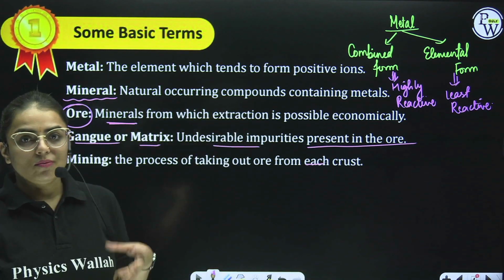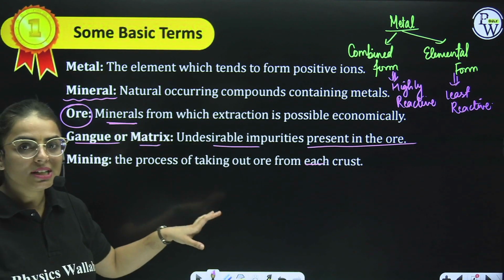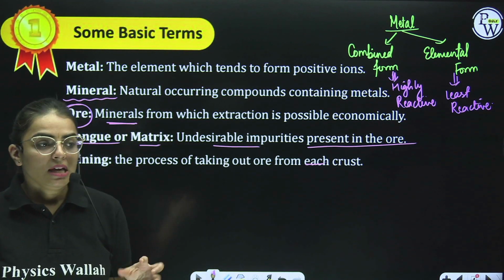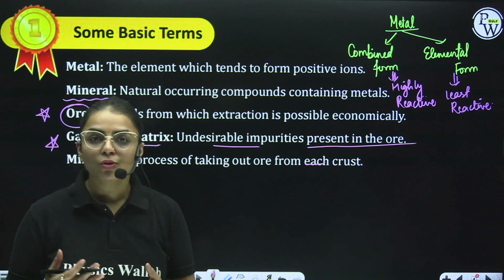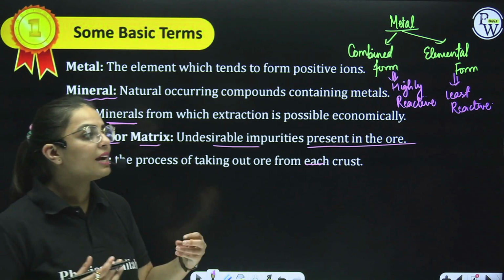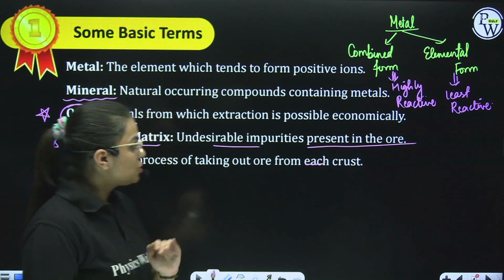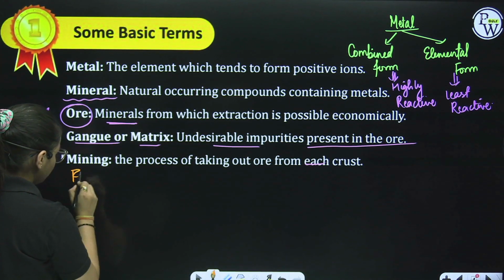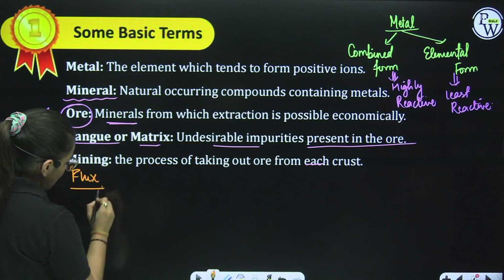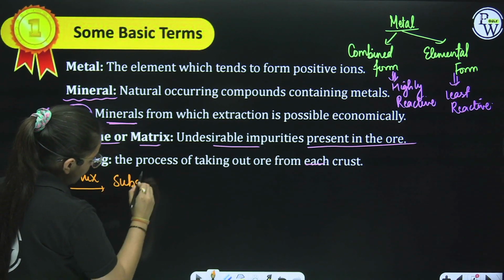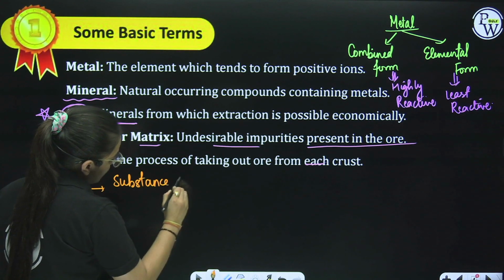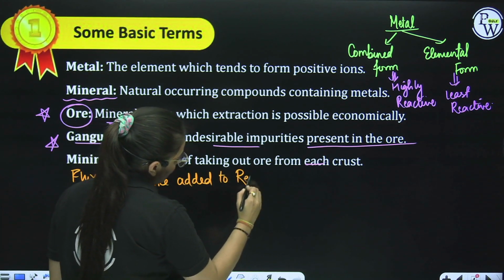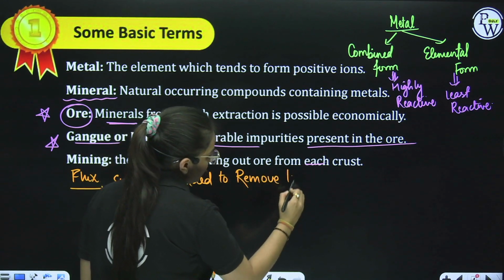Now, we know that we do have impurities, but when we are extracting a metal, if there are impurities, we need to remove them also. How are we going to remove them? We will be adding flux to remove them. So there is one more definition that you should know: what is a flux? A substance added to remove impurities.